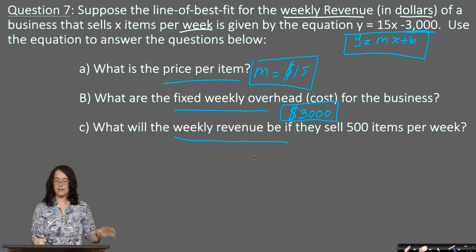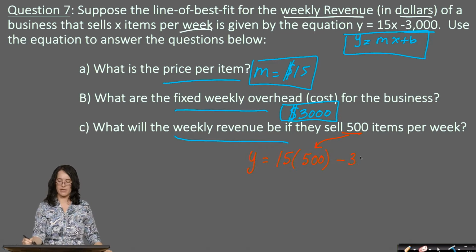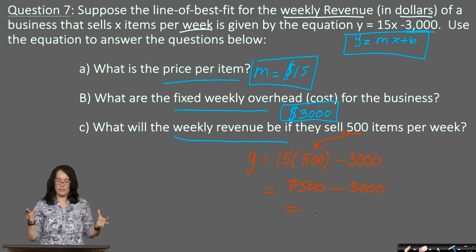All right, so let's take a look. If this model is correct, this would mean that y equals 15 times 500, if that's the number of items you sell that week, minus 3,000. So when you do this, you're going to get 15 times 500, or 7,500, is the amount of money coming in, but then we have to subtract our overhead, $3,000 for the week. So how much do we actually call our real revenue in the end after we've taken away our overhead? Just 4,500. Okay, so that would be our answer here.